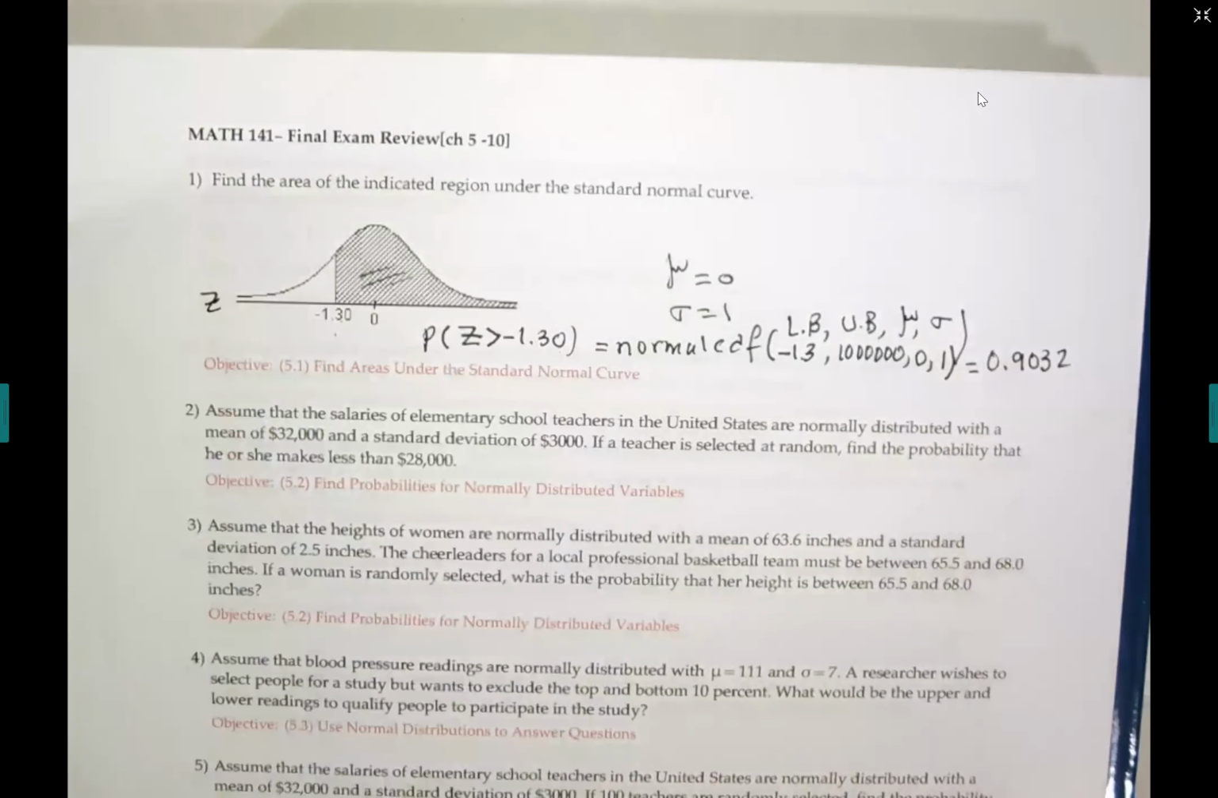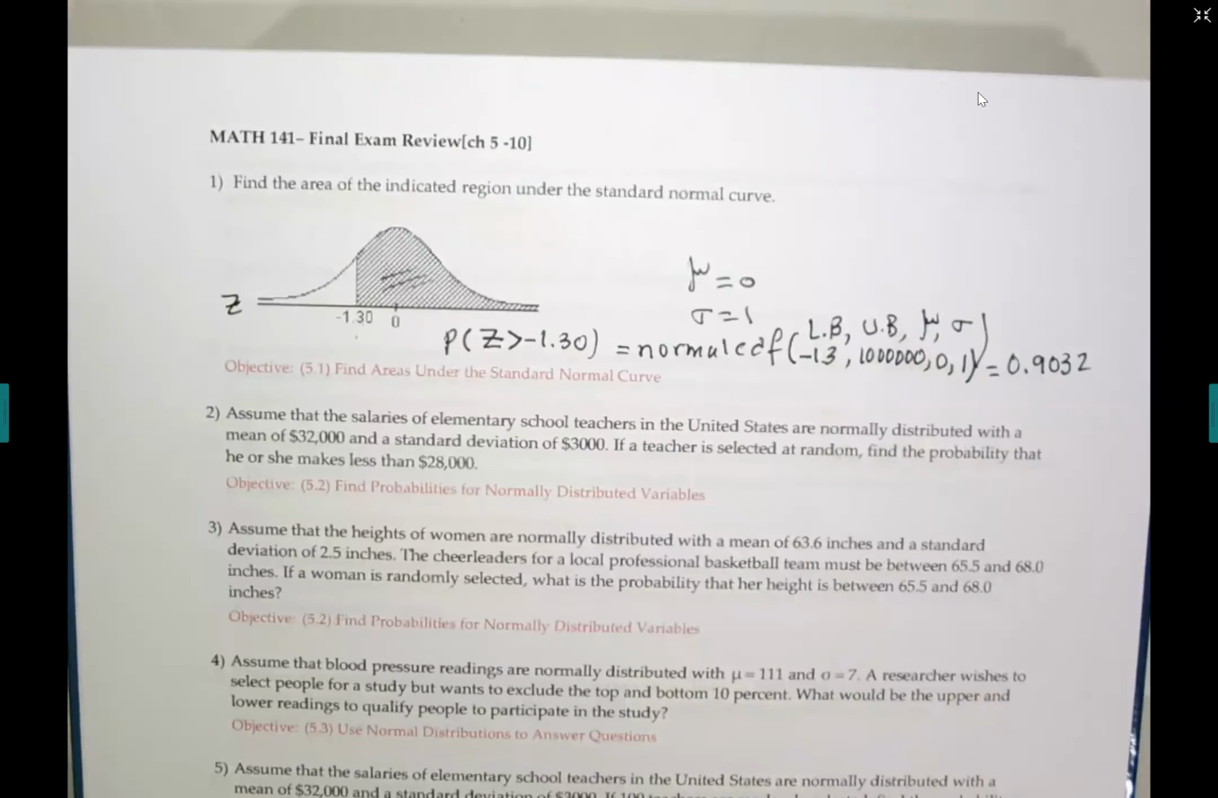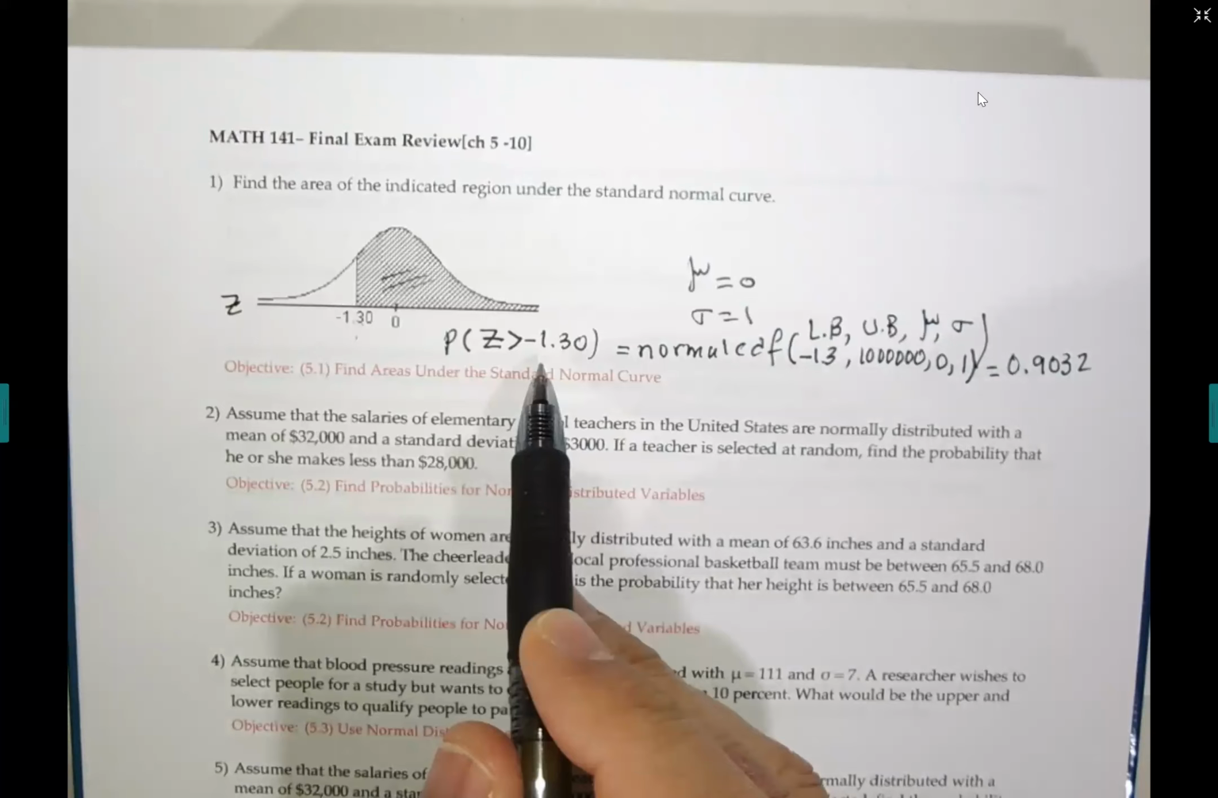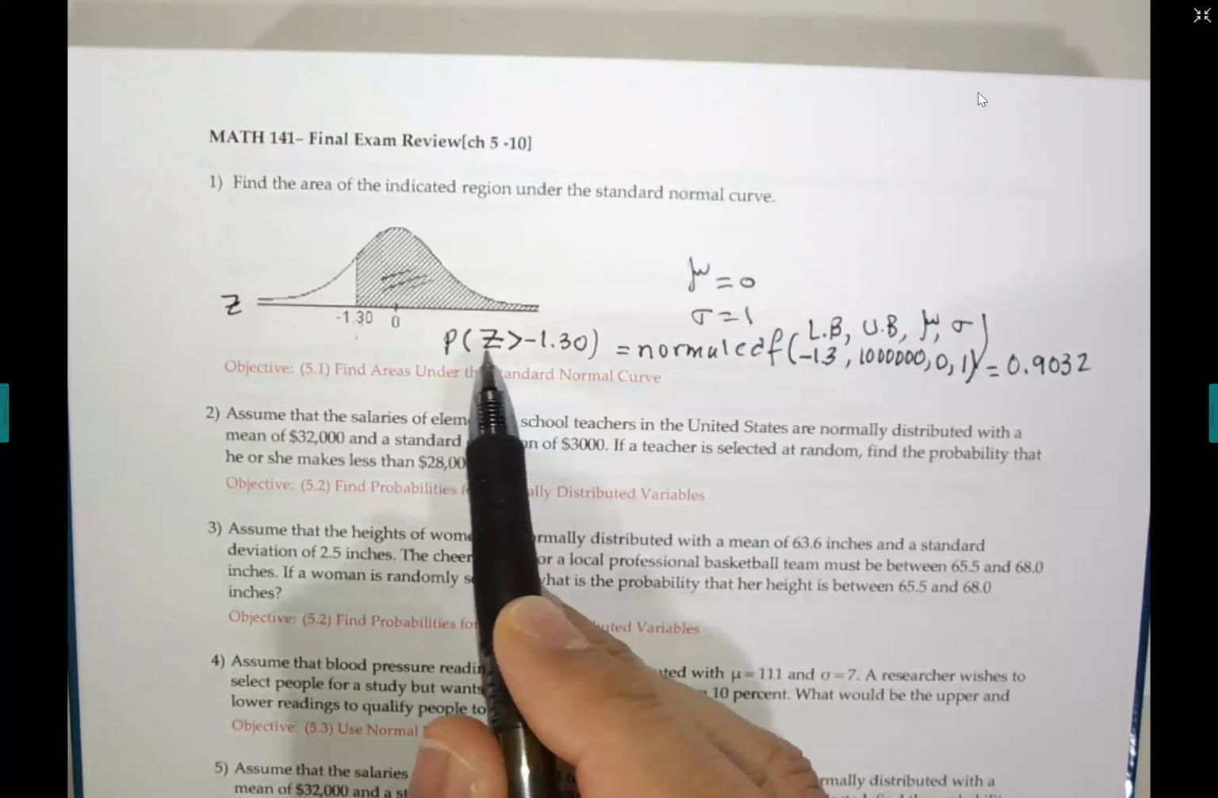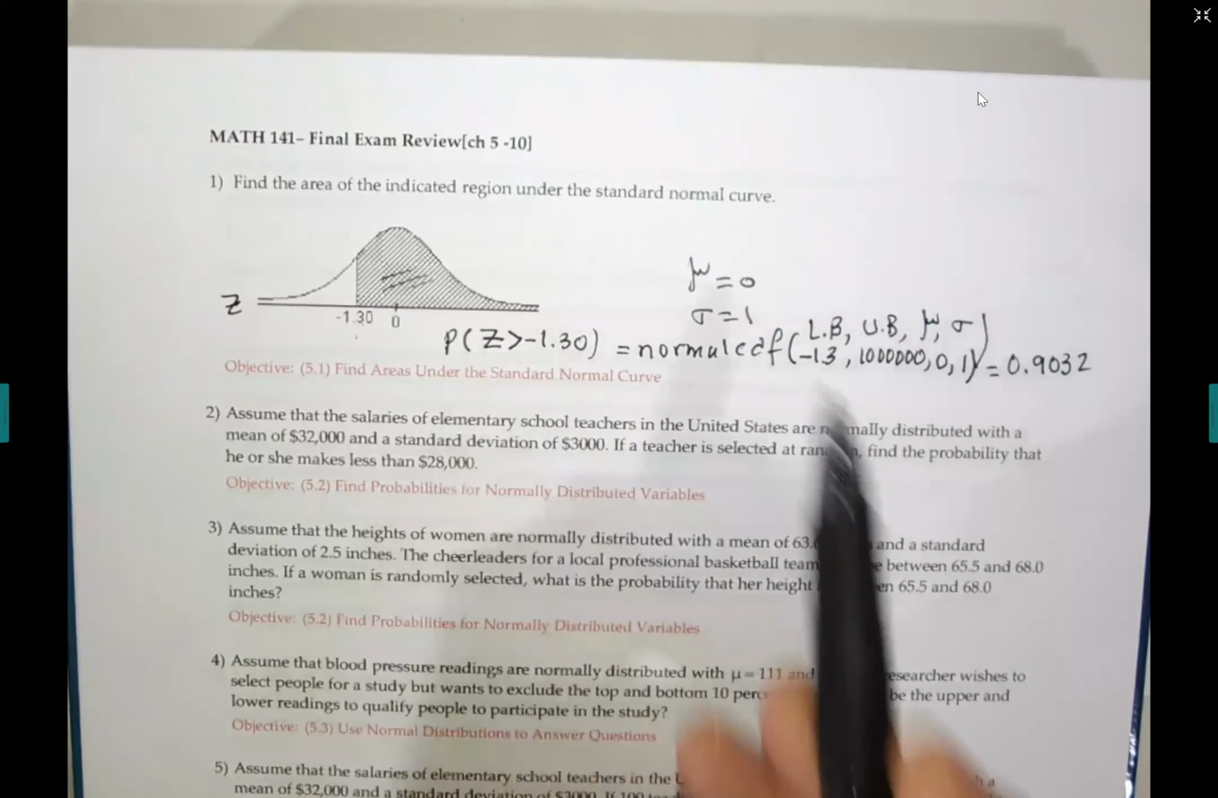Any questions about the first one? You could also use the table to find this value. There are tables of values. You could use the table and do it by hand, but if you know how to use this formula, normal CDF, that will substitute for the use of the table. So I would use the formula if I can, but the table is also an option. But the table is going to give you the area to the left of negative 1.30. Then you have to do 1 minus in order to find this. Whereas with the calculator, you don't have to worry about it. It's just one shot.